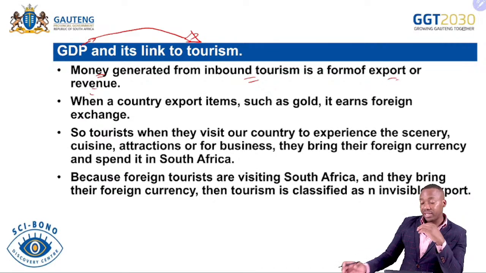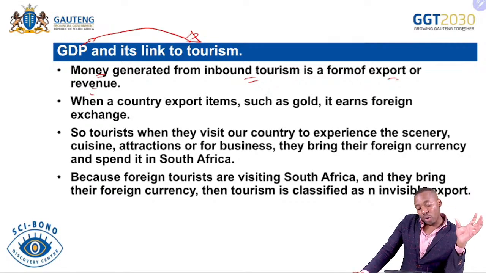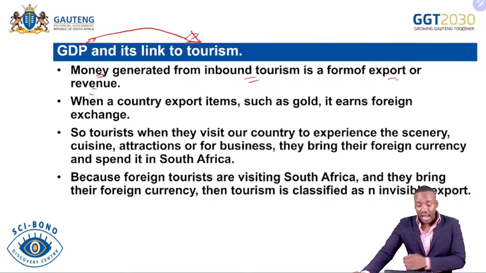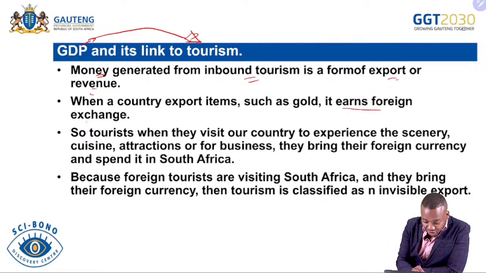Remember, export and import, right? So when all those tourists visit our country, remember we call that what? Inbound tourism. The first thing that they will need is our local currency. So we are saying again, when a country exports items such as gold, it earns what? Foreign exchange. So when all those tourists enter our borders, this is where we are benefiting from them.